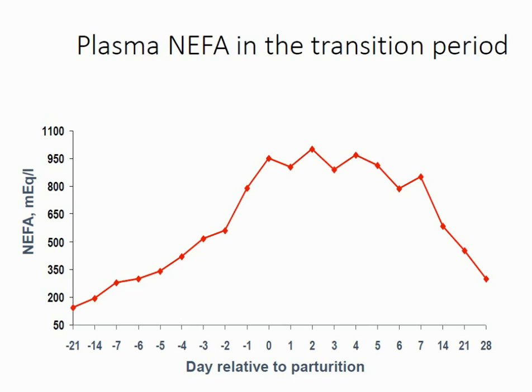The best way of managing and measuring the cow's energy balance is to look at NEFAs, which is non-esterified fatty acids. Now, in a normal cow, they will start to rise, and the critical cutoff is 350-400, and we're looking to try and keep cows below that.